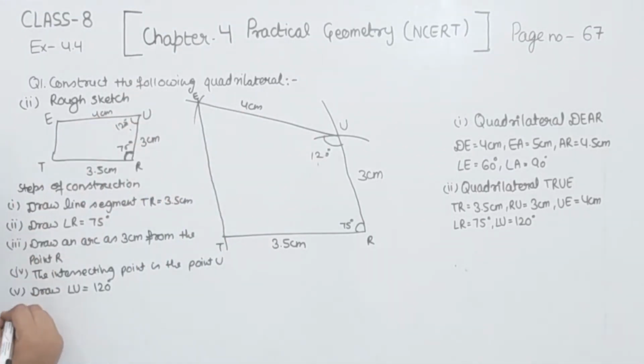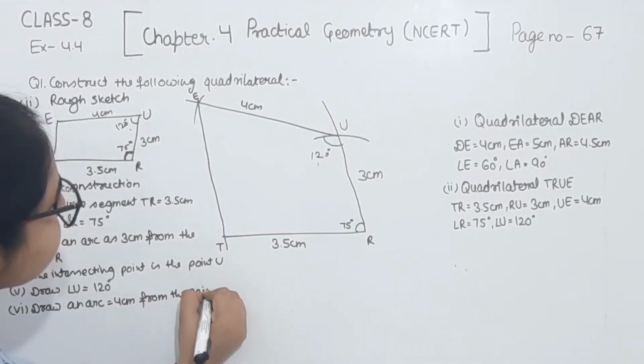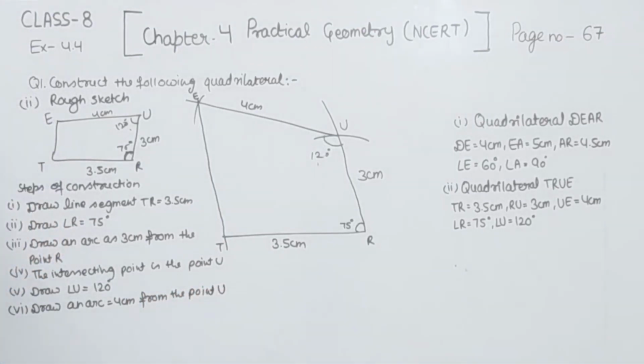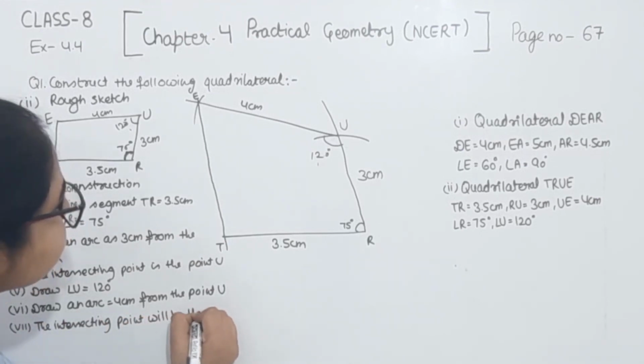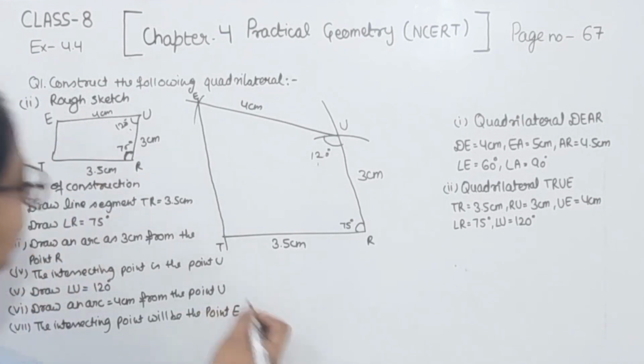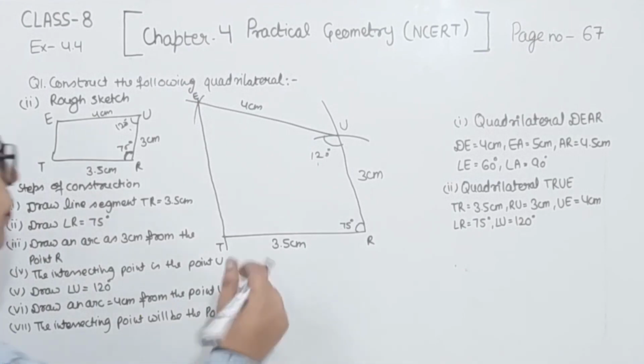This one. Now we are going to draw an arc equal to 4 centimeter from the point U. Now I'm going to write here. The intersecting point will be the point E. Now we can join E with the T. So I'm going to write here the intersecting point will be the E.